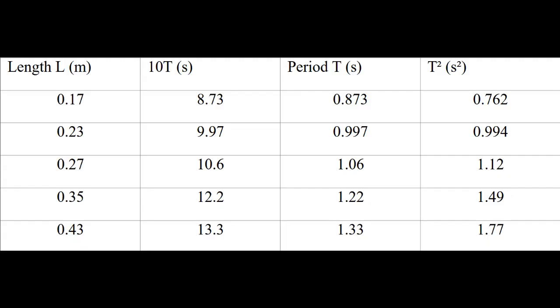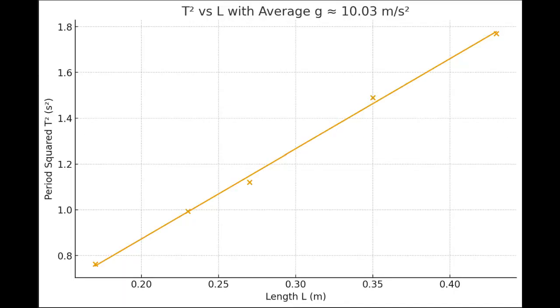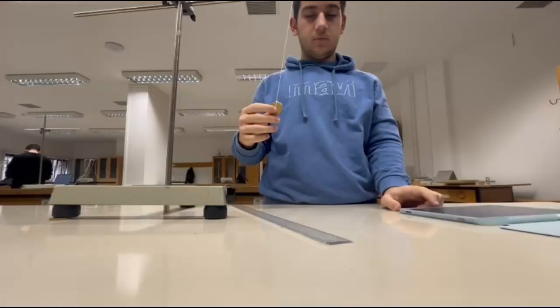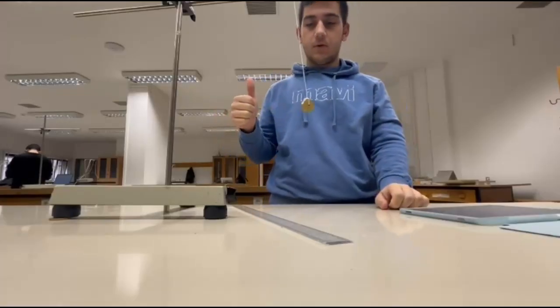From the table, I made this graph with the lab data, and this graph shows the square of the period against the length of the string. After putting the lab results on the graph, I drew the best fit line, whose slope is 4 pi squared divided by the average gravitational acceleration calculated, and in the lab the gravitational acceleration is 9.80.